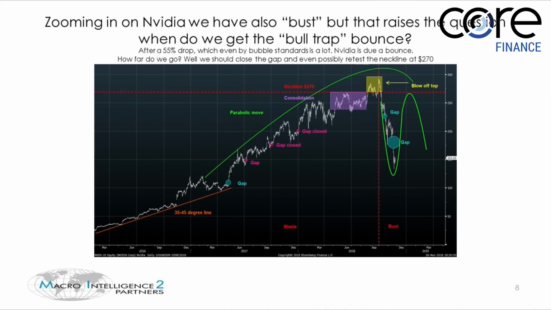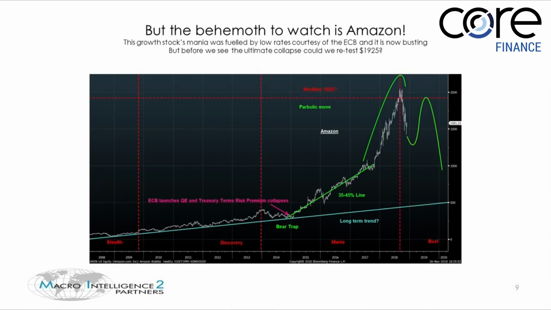But the one that I really want you to keep an eye on, the real behemoth here for the market, because it is present in such weighting in all of these ETFs that we trade, and its dominance of the overall psychology around this FANG space, is Amazon. Amazon also, as you can see here, has satisfied every single criteria. Okay, we've had a stealth discovery mania phase, we've had the bear trap, we've had the parabolic move.